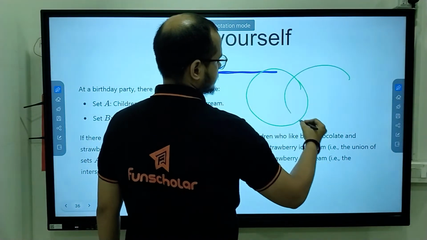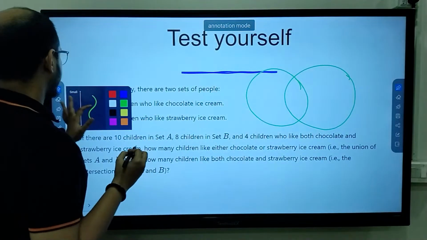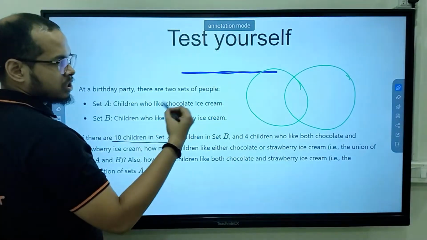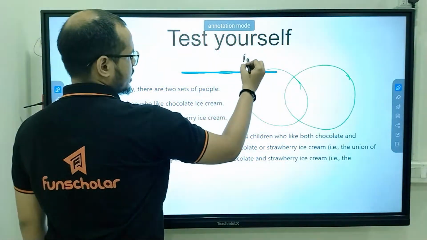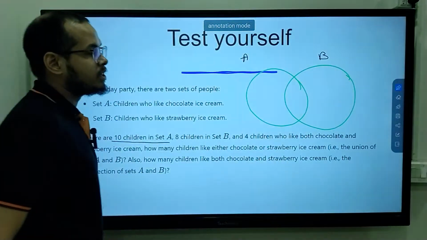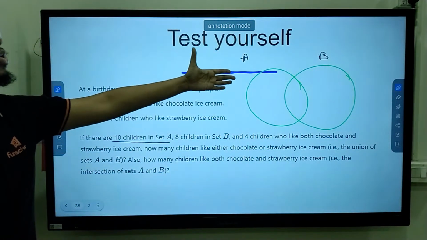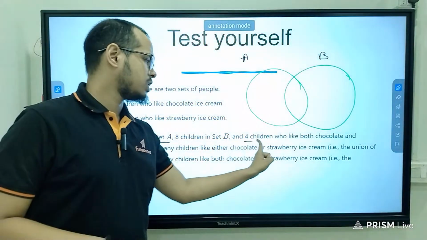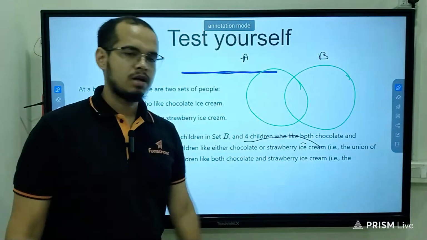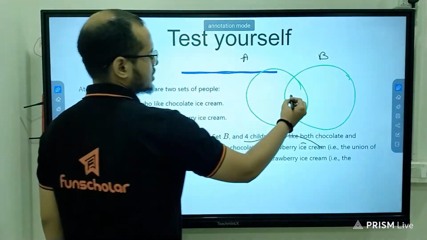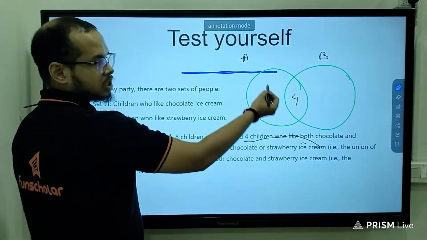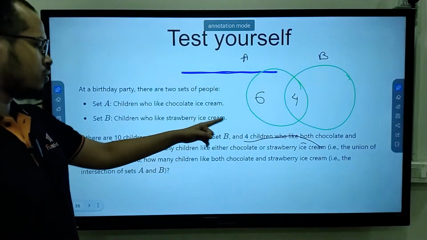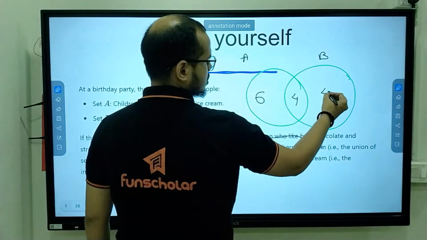First, second. Let me change the ink to black. See, there are 10 children in set A. The total in set A is 10 children. Set A, this is B. But first, how do I understand the sets are going to be intersecting? Because it's written 4 children who like both. When the term both is there, that 4 will come in the middle. Okay. Now total 10, we have already utilized 4, so 6 is present in case of A. And in B, 4 are already here, so the rest is 4 because the total is 8.